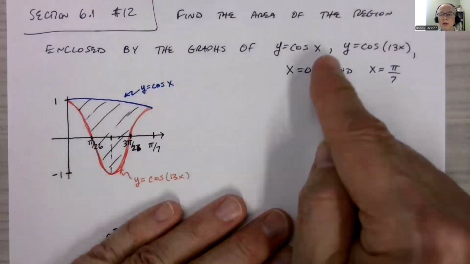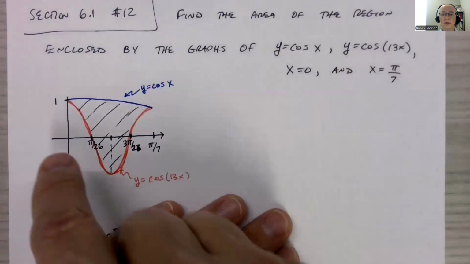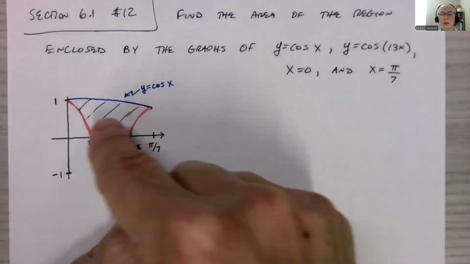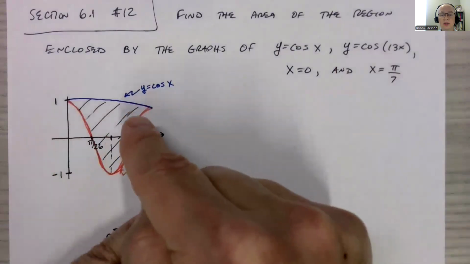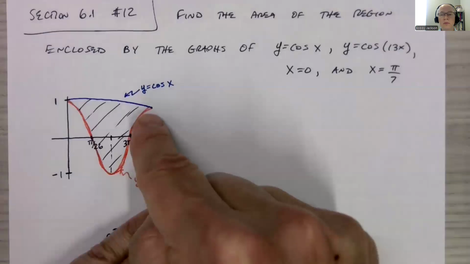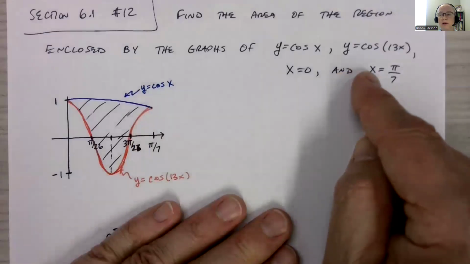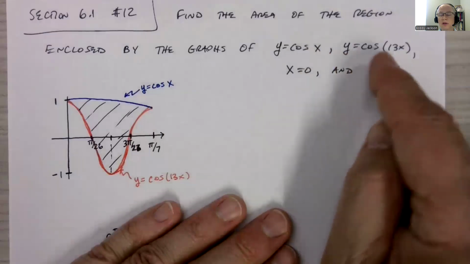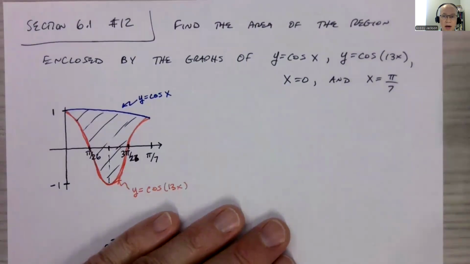But the graph of cosine of 13x has a much smaller period, so it's higher frequency, right? It's going to go through one complete cycle much more rapidly than cosine of x does. In fact, it almost completes a complete cycle by the time you get to pi over 7. And it looks like they intersect at that same point. If you plug in pi over 7 for x in both of these functions, it looks like the y value is the same. But how do we know for sure?